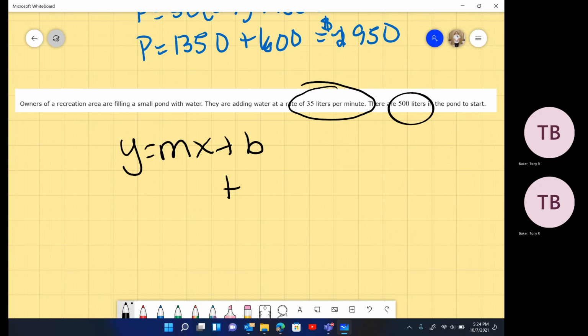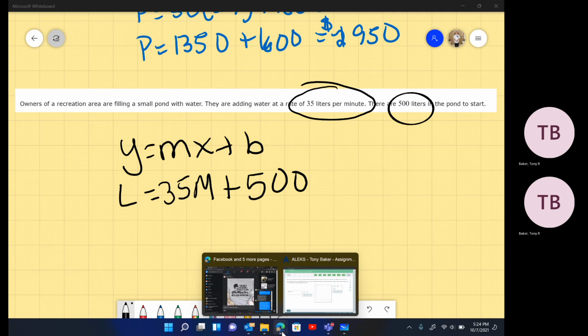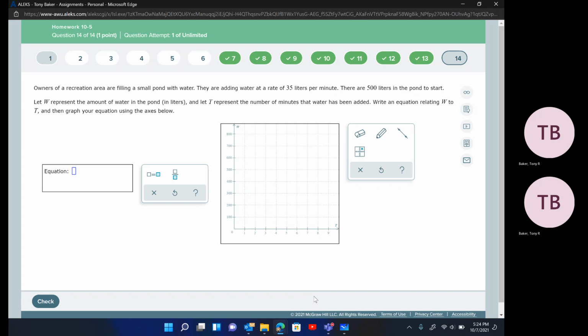Got it. So the 500 is the B, and then 35 would be the M. And then this should be M for minutes and L for liters, maybe? So let's see what they had as the actual letters. Let's see if we guessed right. Oh, it's T for time instead of M for minutes. That's fine. And it's W for water instead of L for liters. So W equals 35T plus 500.